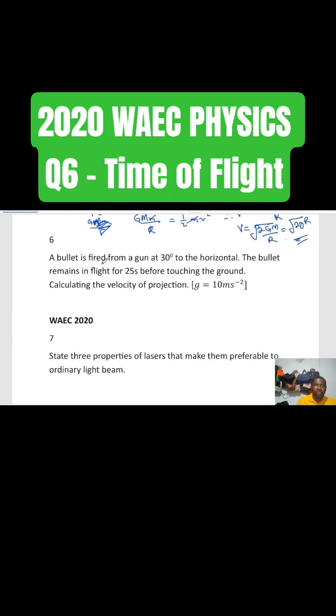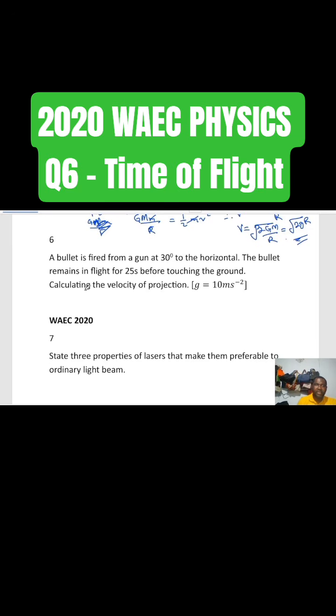A bullet is fired from a gun at 30 degrees to the horizontal. The bullet remains in flight for 25 seconds before touching the ground. That's the time of flight. Calculate the velocity of projection. I think this is quite easy.